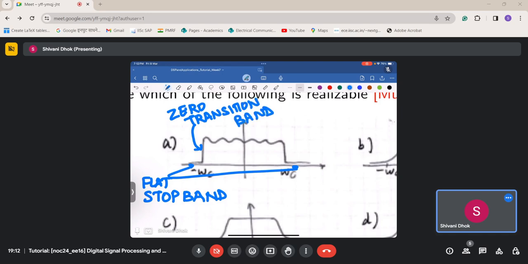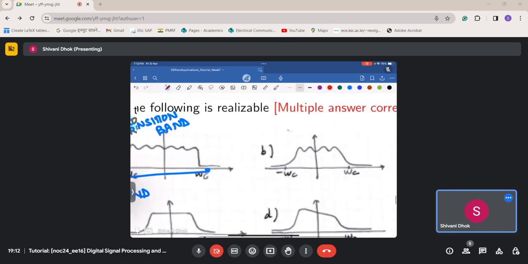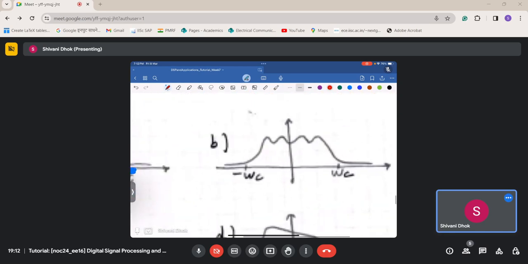Which means that this thing is not realizable. Now let us look at this particular thing. Now here I am having some ripples, and this is slowly decreasing and slowly decreasing. It's a decaying function like this.